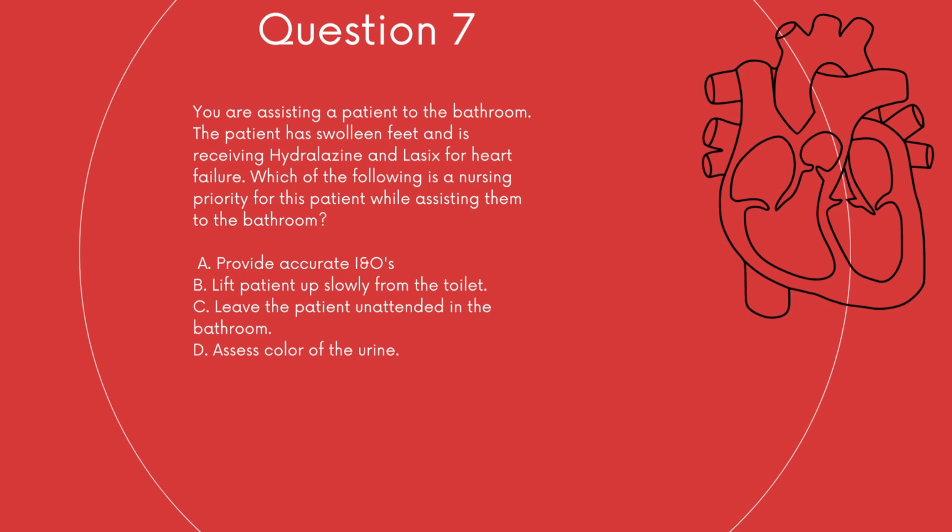A, provide accurate I&Os. B, lift the patient up too slowly from the toilet. C, leave the patient unattended in the bathroom. And D, assess color of urine. I will help you guys right off the bat. You never want to leave someone unattended, even if they are not to be constantly monitored. Especially on a cardiac floor, syncope is very common, and you want to make sure the patient is safe at all times. Give yourself a minute here to come up with your best response.